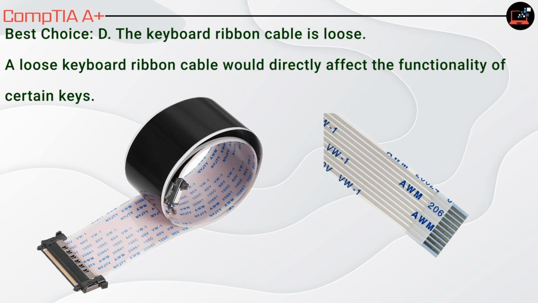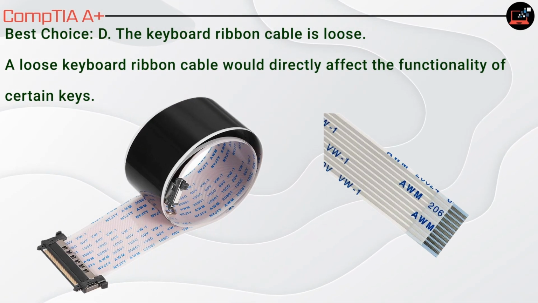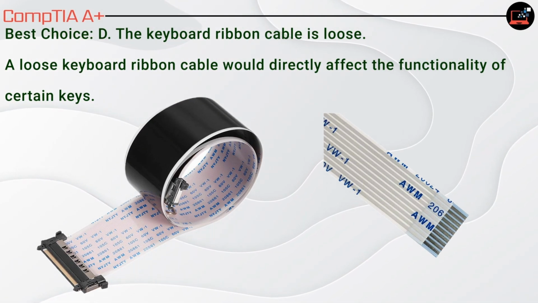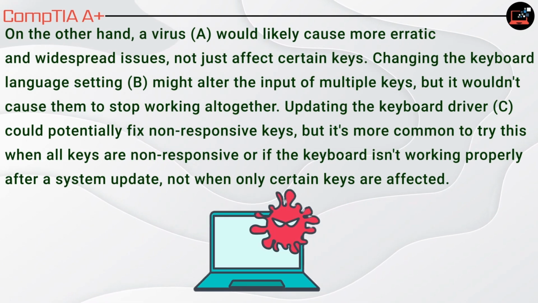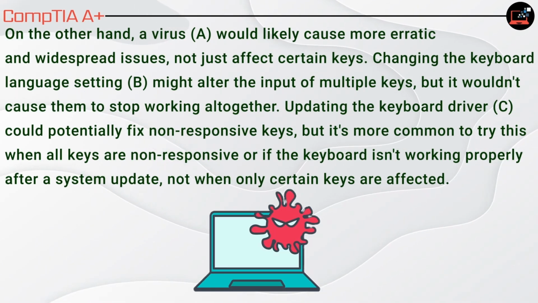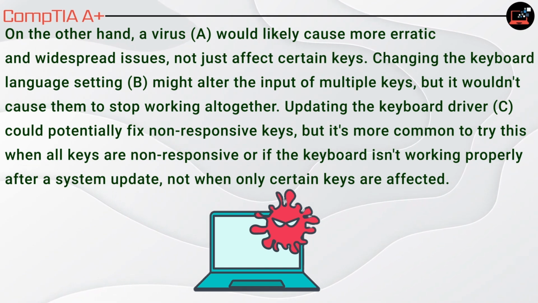Best choice, D. The keyboard ribbon cable is loose. A loose keyboard ribbon cable would directly affect the functionality of certain keys. On the other hand, a virus, A, would likely cause more erratic and widespread issues, not just affect certain keys.